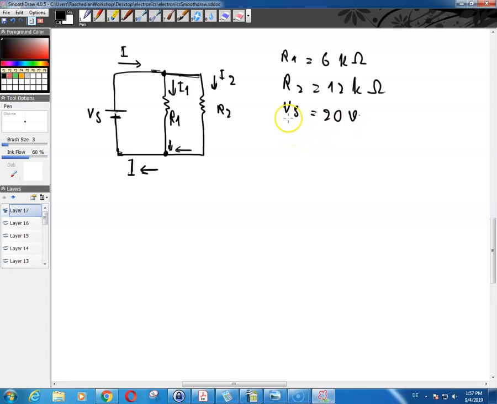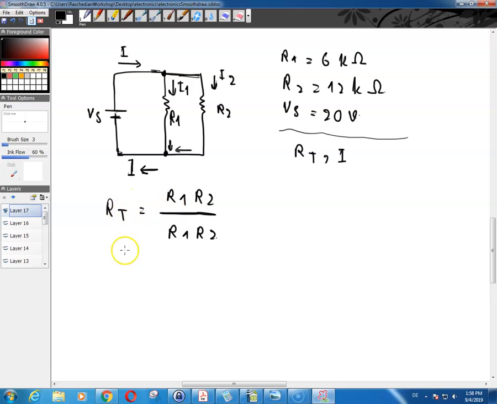Okay. Now what you want to calculate is R of T and I. So it's not that complicated. You want to calculate R of T and I. So to calculate R of T, since these are basically parallel resistors, your R of T is going to be R1 times R2 over R1 plus R2.